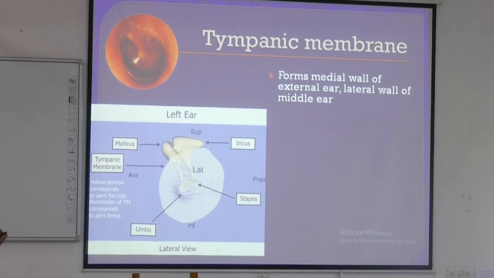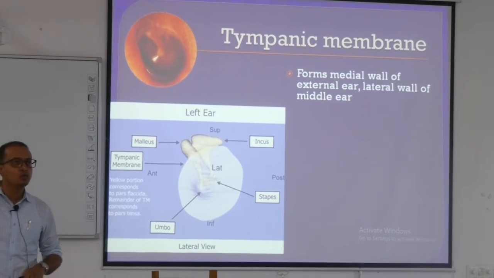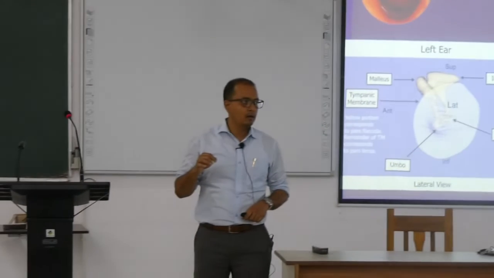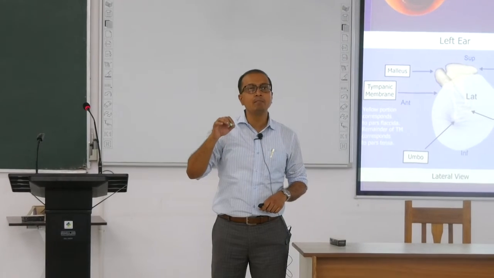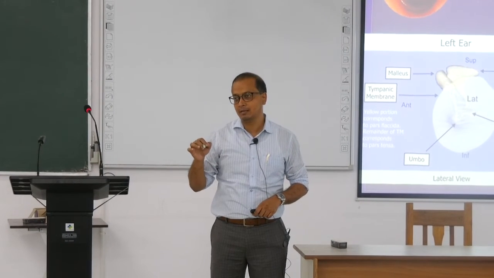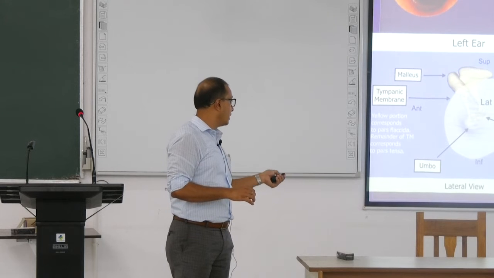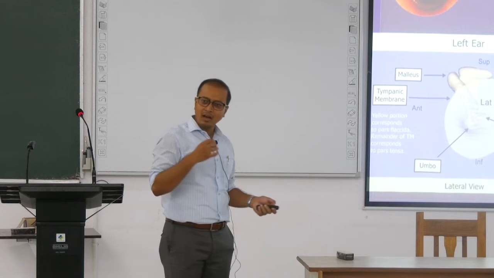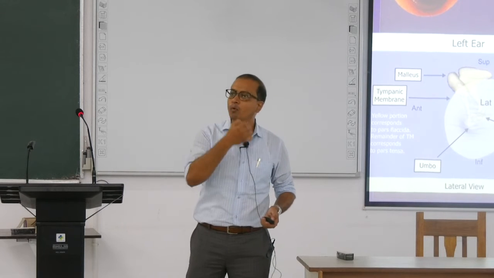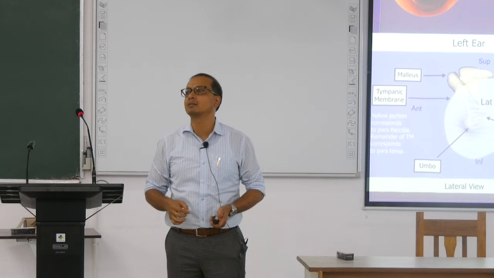Now this peripheral margin which you are seeing here has a fibrous ring. So the outer margin, the peripheral, has a fibrous ring. That fibrous ring is fitted into a bony socket. We call that bony socket the tympanic sulcus. So this outer margin has an extra layer known as the fibrous ring, which is fitted into a bony socket, we call the tympanic sulcus.